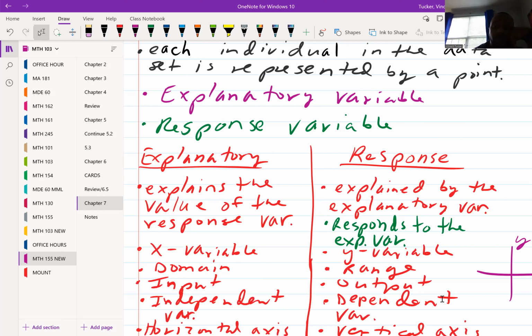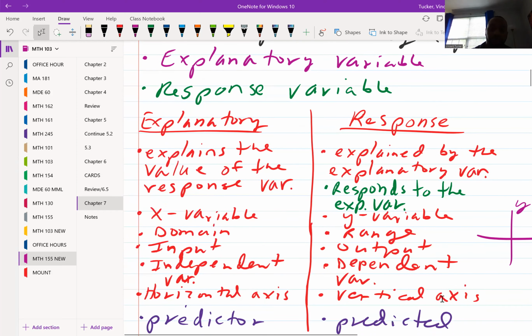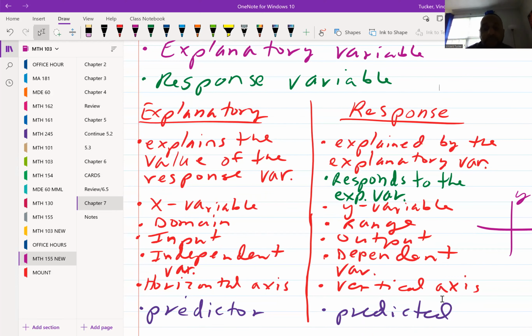So I'll give you an example of that when we get a little further down. If you remember your XY chart, XY graphing, your explanatory variable is your X variable, your response will be your Y. That's your domain versus your range, input versus output, independent versus dependent variables, horizontal axis versus your vertical, and then your predictor and the predicted. So if there's anything you're trying to predict, that has to be a response variable. Well, I would say has to be. Normally, that's your response variable. I'll say it like that.